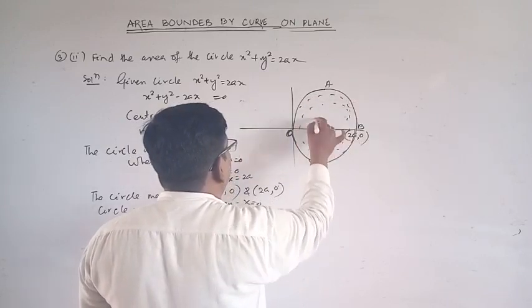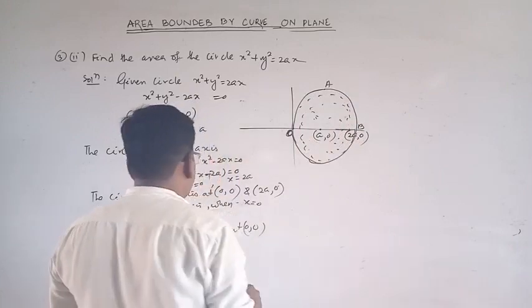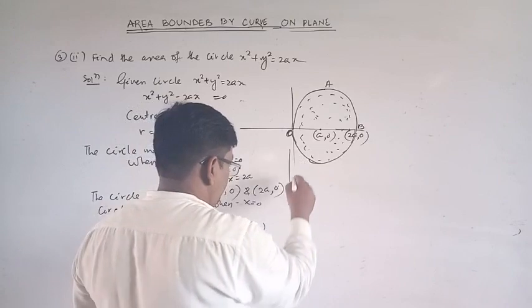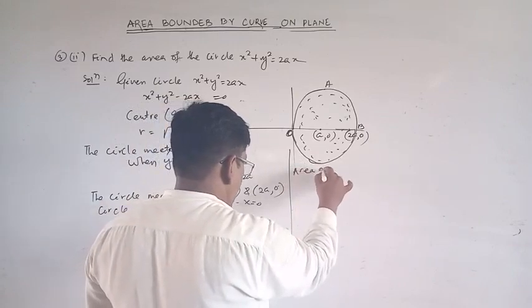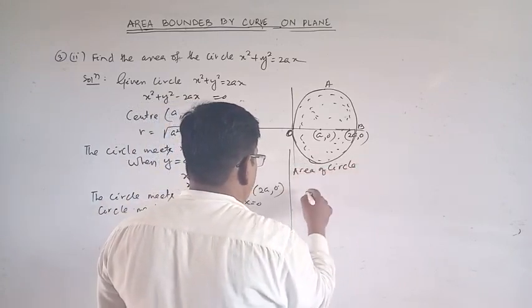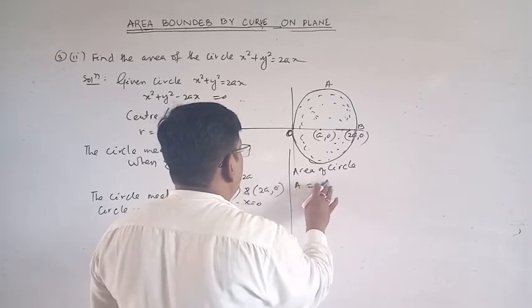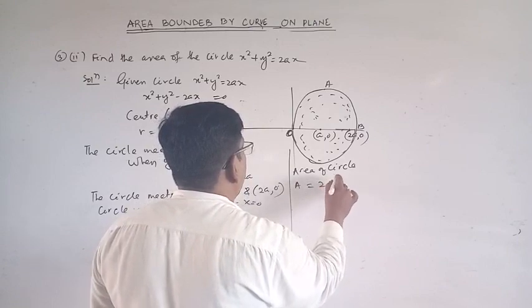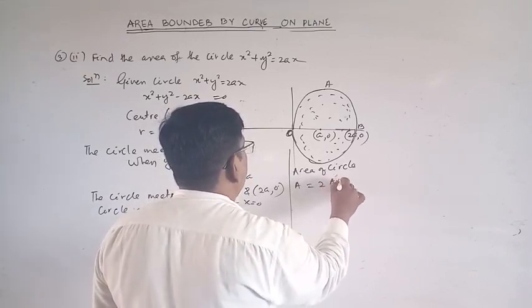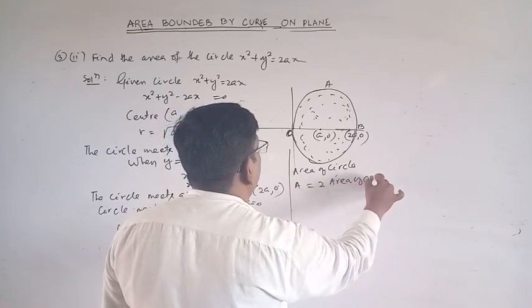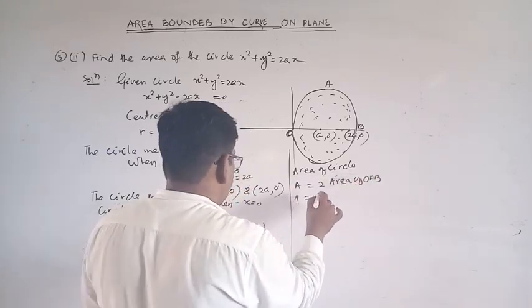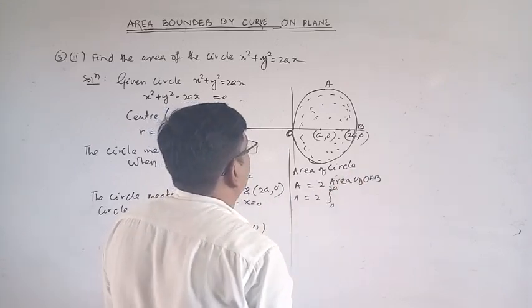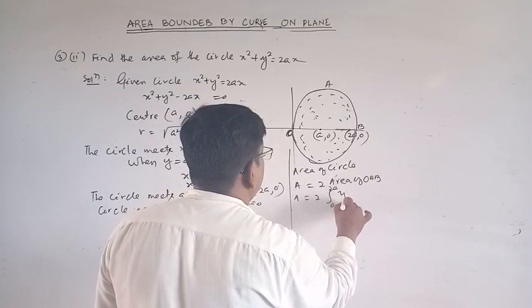So the area of the circle A is equal to 2 times the area of OAB. That is, area is equal to 2 times the integral from 0 to 2a of y dx.